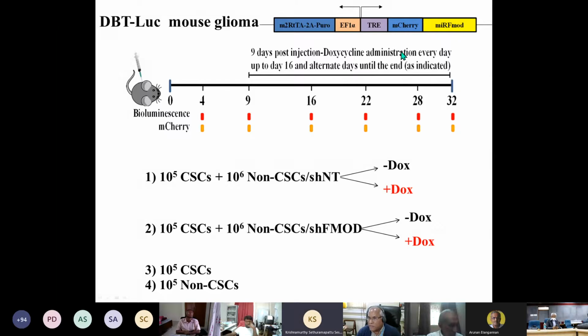So whenever you add doxycycline, the particular cell line will express mCherry, which you can use fluorescence scanning to measure the tumor location and size, and the silencing will also be induced. That means FMOD will be silenced. The protocol is like that.